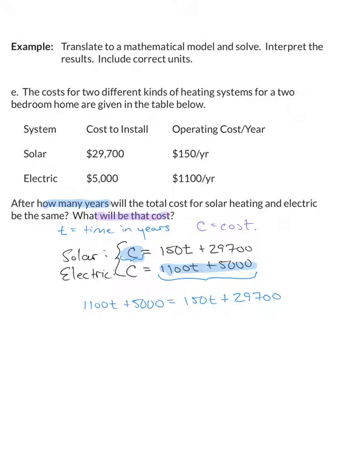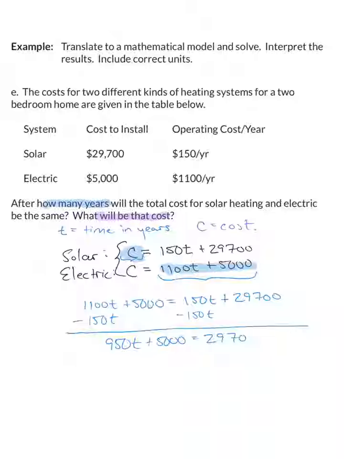Okay, so now we can go ahead and solve this. To solve this, I want to get all of my variables on one side. I'm going to subtract 150T from both sides. We get 950T plus 5,000 equals 29,700. I can subtract 5,000 from both sides, and I get 950T equals 24,700.